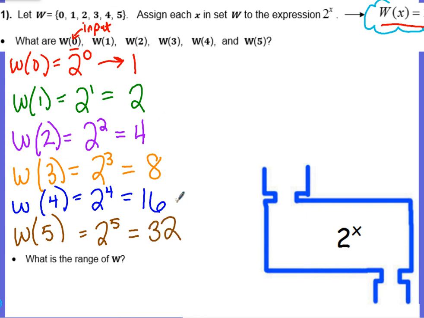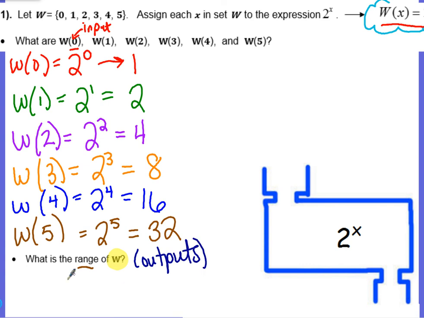So we just evaluated this function w for each of the given inputs 0, 1, 2, 3, 4, and 5. What is the range of w? Do you remember from class today what range means? It really stands for our outputs.